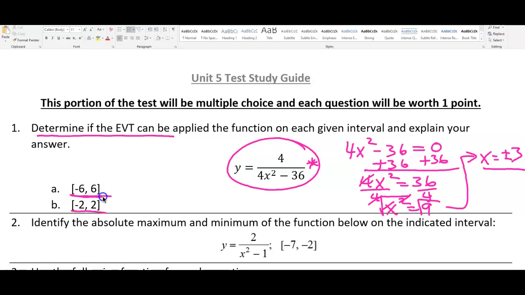So for our first interval here, if I'm going from negative 6 to positive 6, both at negative 3 and at positive 3, there are discontinuities. So we do not have a continuous interval here. There's discontinuities. So we would say no, the EVT does not apply to this interval because it's not continuous on that interval.